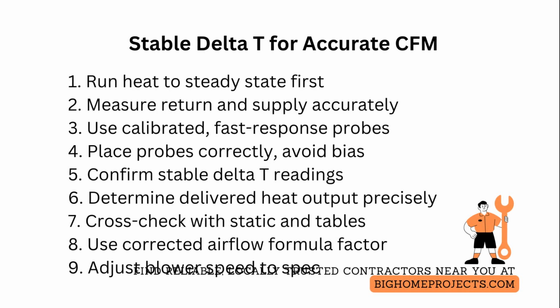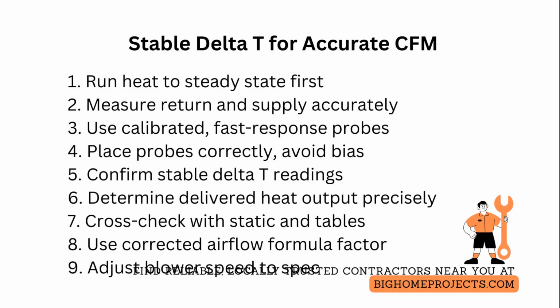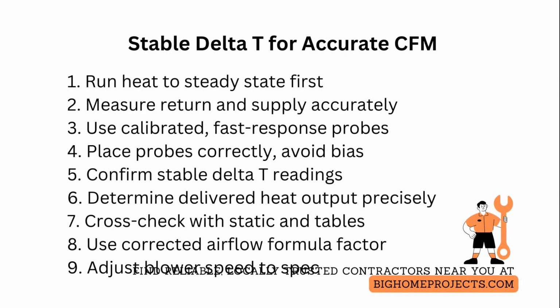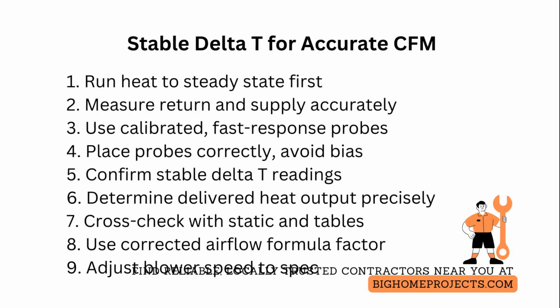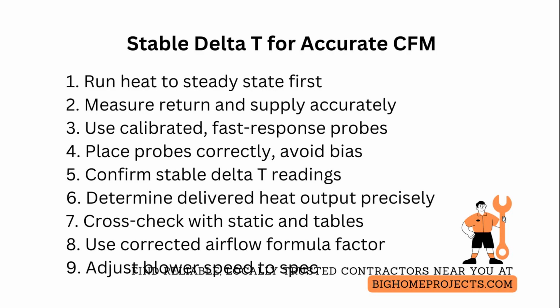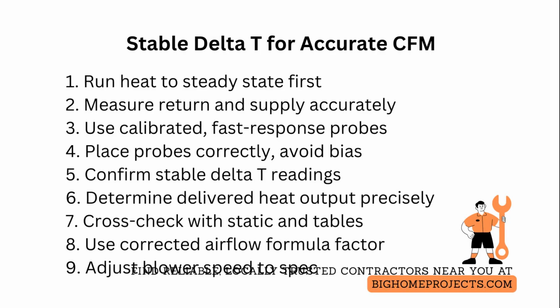Measure return air temperature and supply air temperature as close to the equipment as practical, upstream and downstream of the heat exchanger, using matched, calibrated thermometers or a fast response thermistor probe with at least 1/10 of a degree resolution. Place the return probe in the mixed air stream, not against metal, and the supply probe in the center of the plenum, away from the heat exchanger surfaces to avoid radiant bias.